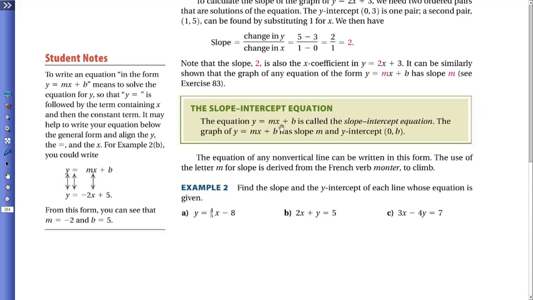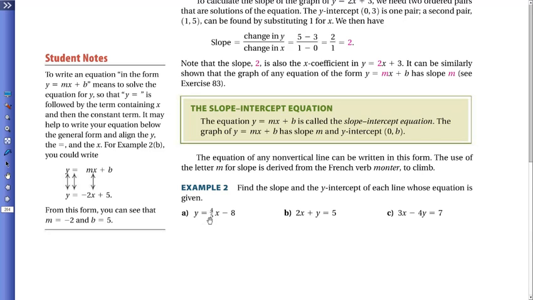Now does it say subtraction up here? No, it has to be an addition. So you need to change this to an addition. So it would be y equals 4/5 x plus negative 8. So what is my y-intercept? It would be 0, negative 8.